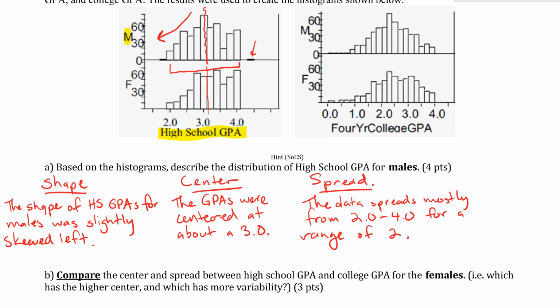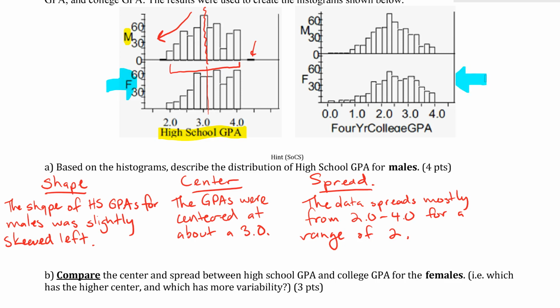Now letter B is asking us to make a comparison. It says compare the center and spread between high school GPA and college GPA for females. And so we're asking specifically which has the higher center and which one has more variability. So we're comparing females. So those are both of the bottom ones. So this bottom one here, and then this bottom one here.